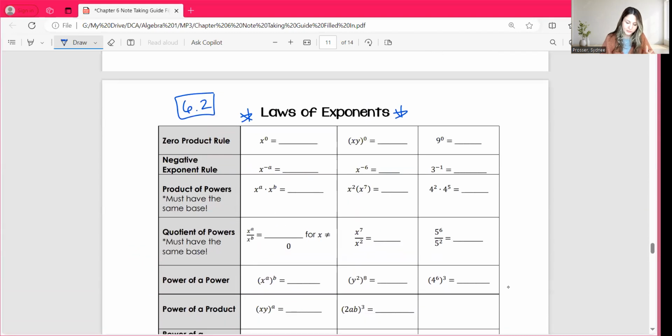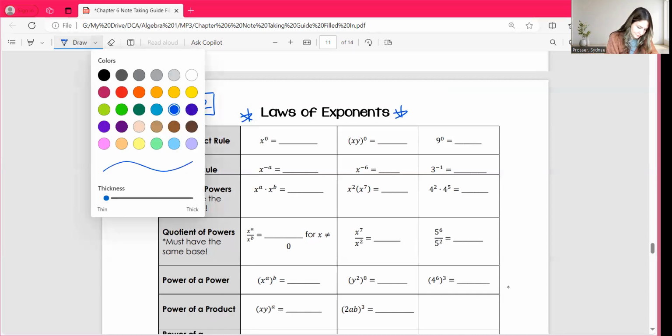We're going to go through different examples of each rule, each property, and this is important because you want to be able to apply the properties to different expressions, and you also want to be able to identify when a property is being used. So let's get started.